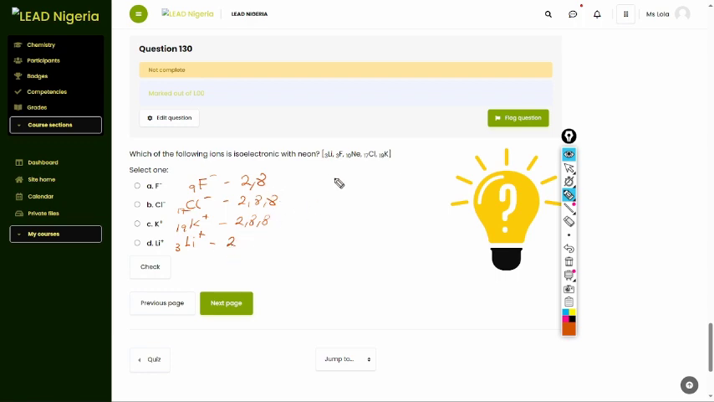Now, which of these is the same as neon? So let's write for neon. Neon has an atomic number of 10, which is 2 and 8. So 2 plus 8 gives us 10. So the one that is isoelectronic with neon is fluorine, because they have the same electronic configuration, which means they have the same number of electrons. So the answer is A.